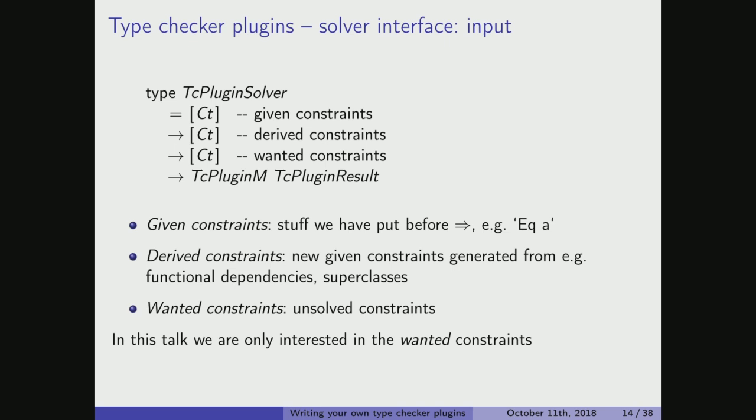And there's also stuff like functional dependencies that might give us new constraints that certain types need to be the same, stuff like that. And there's the final one, the actual interesting one for us in this talk. That's the wanted constraints. And that's basically the constraints that GHC hasn't been able to solve yet. So that's what we will be working with. That's what we will be looking at and see if we can solve some of those constraints that GHC throws at us.